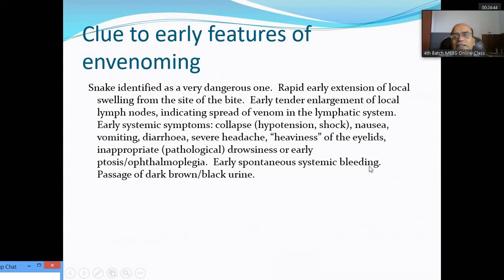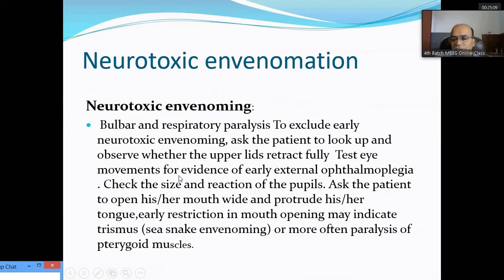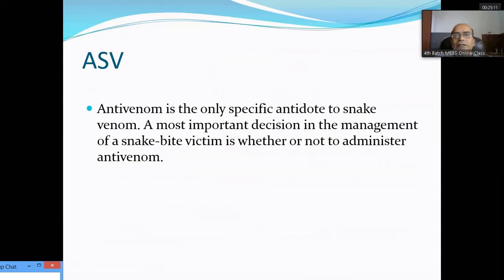And in bleeding, systemic bleeding are little bit late. Sometimes if the viper bite is very severe, symptoms may occur early stage, starting around 15 to 30 minute time of bite. General examination is as a routine part. You have to see all features, focusing on the hemorrhage and the neurological manifestation. And this snake venom.